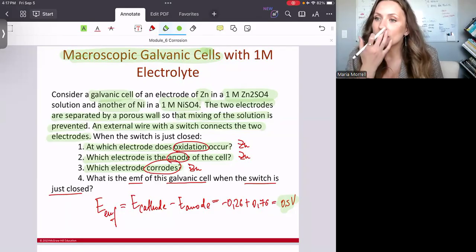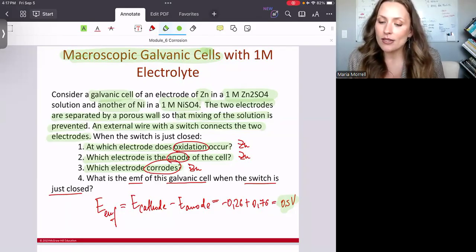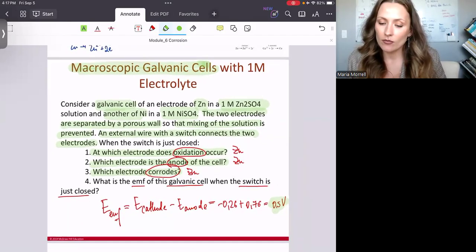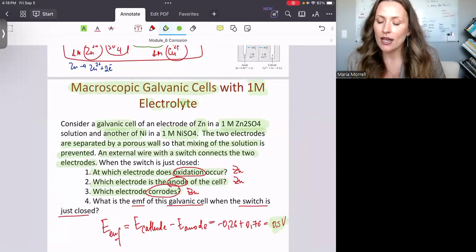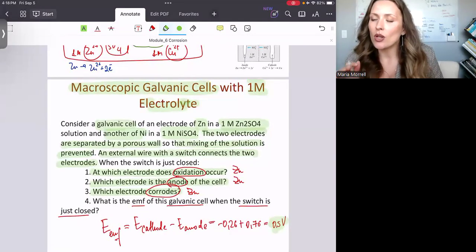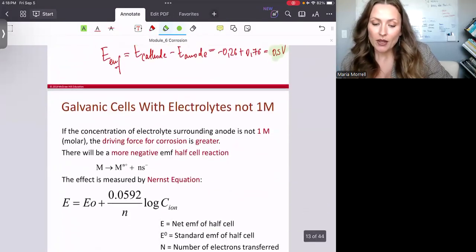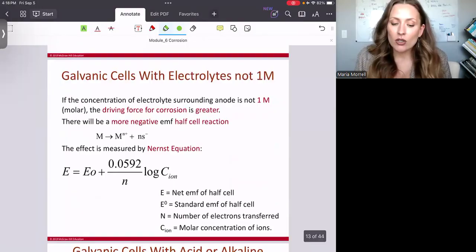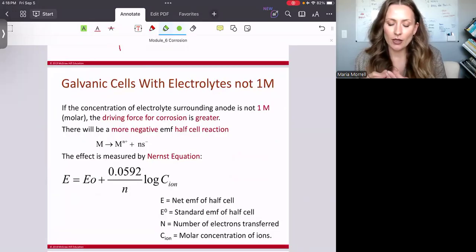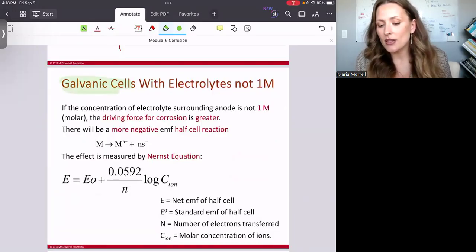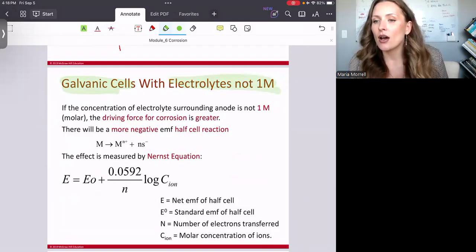Up to this point, we looked at the problems where the electrolyte was always 1 mole. If you go back to all of the previous problems, you will notice that every single time we looked at an electrolyte that was 1 mole. What happens when the molar concentration of the electrolyte is not one? Let's say below one. So let's consider that. We're looking now at a galvanic cell, which is no different from the one that we saw before, but this time with electrolytes whose molar concentration is not 1 mole.